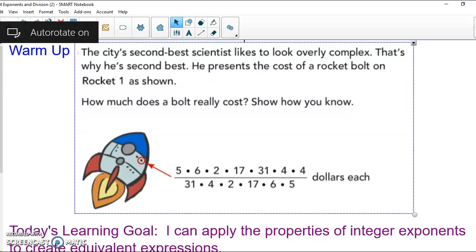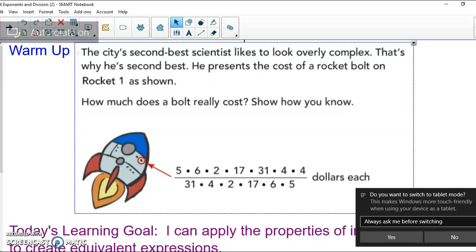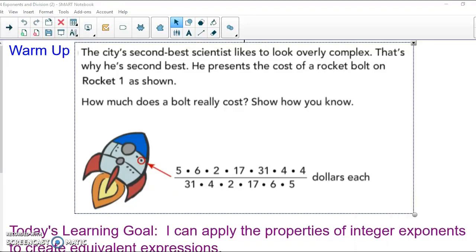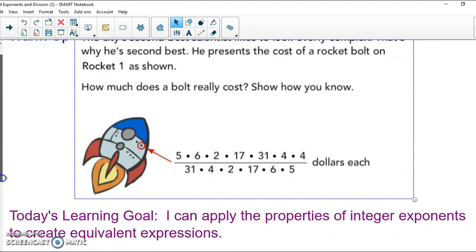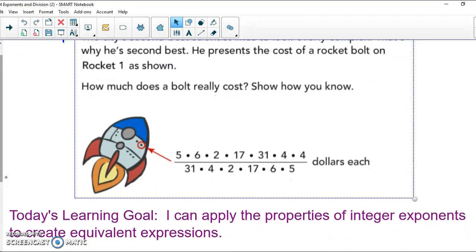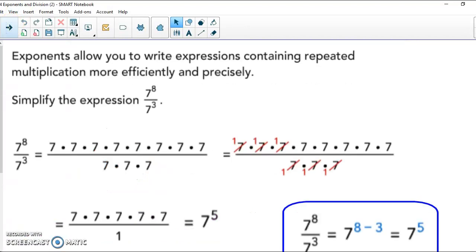All right, welcome back, Pre-Algebra. We are checking out exponents and division today. So we are working on the learning goal of applying the properties of integer exponents to create equivalent expressions. This is a skill you will be able to do by the end of this lesson.